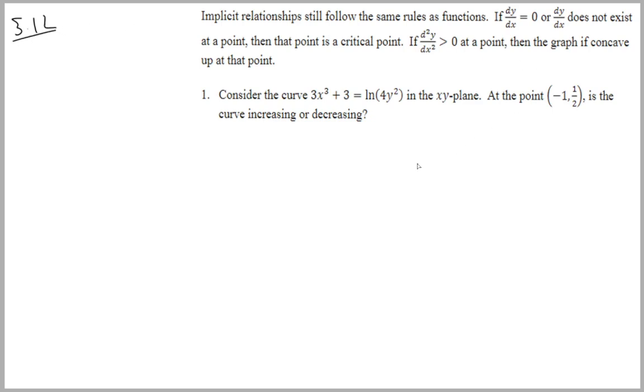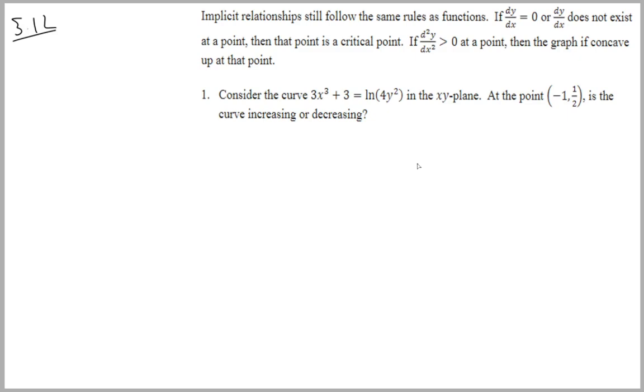Today we're going to talk about implicit relations and what that means and their behaviors. So let's just go into it. Implicit relations still follow the same rules as functions. If dy/dx equals 0, or dy/dx does not exist at a point, then that point is a critical point. If the second derivative, d²y/dx², is greater than 0 at a point, then the graph is concave up at that point. Same if it's less than 0, that is concave down.